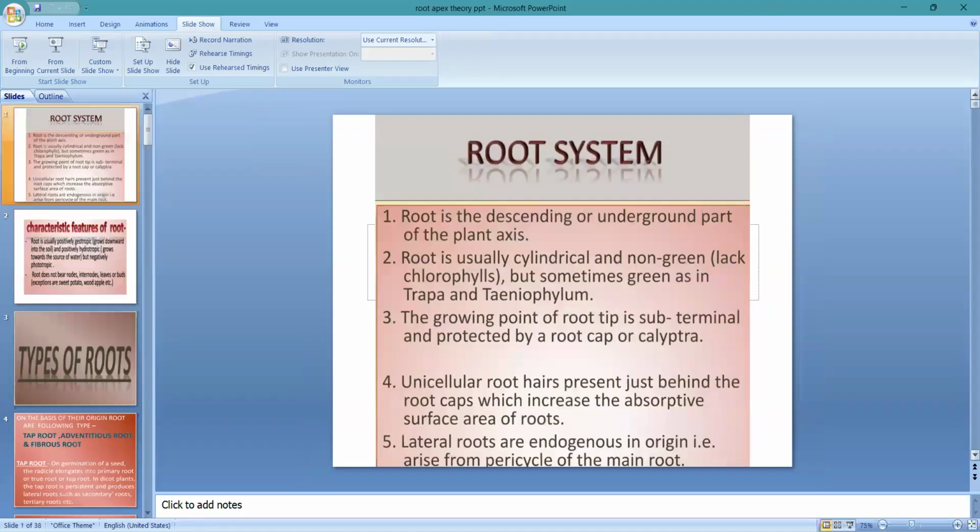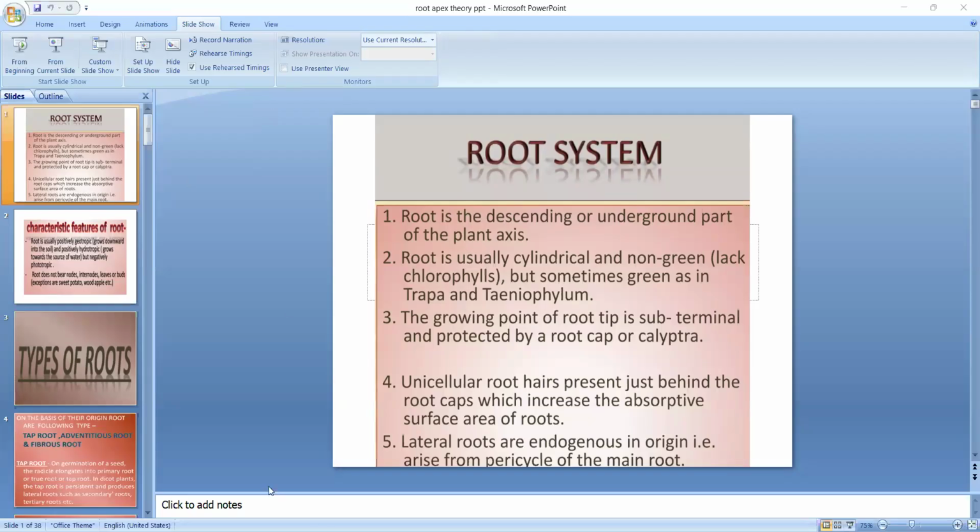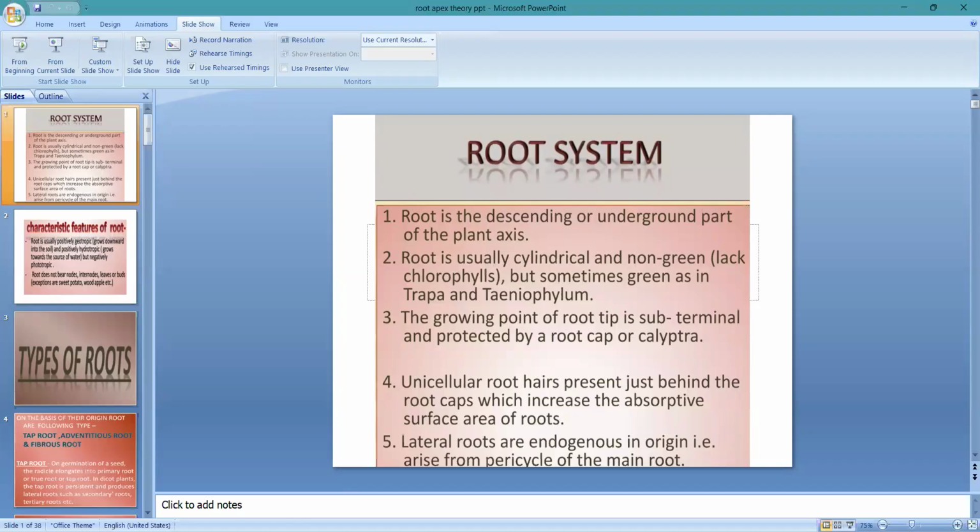The PPT is visible. What is the root system? Please, anyone respond, the PPT is visible. Is it clear? Yes, it is clear.